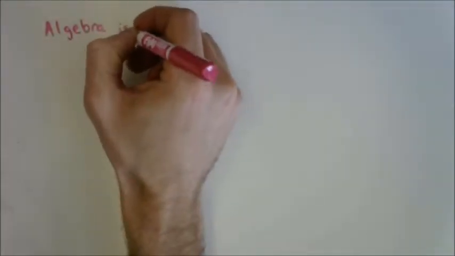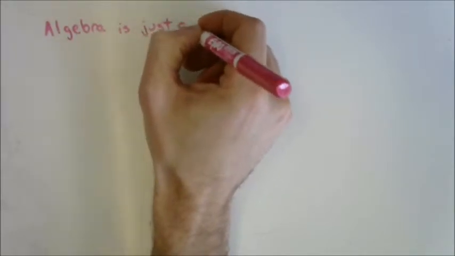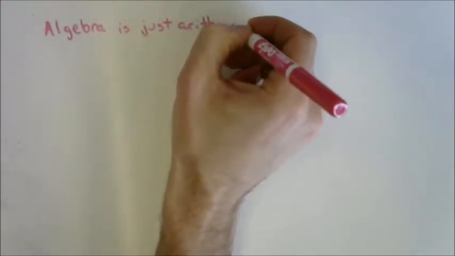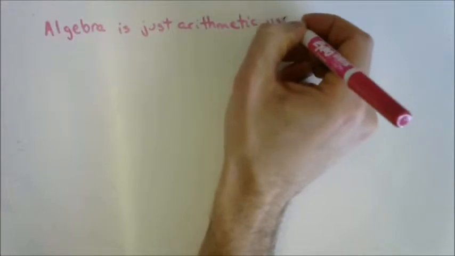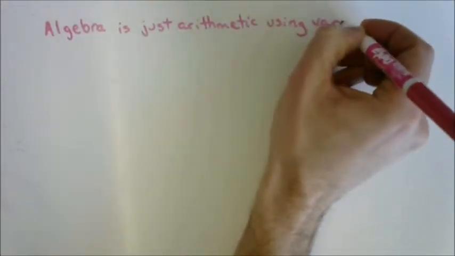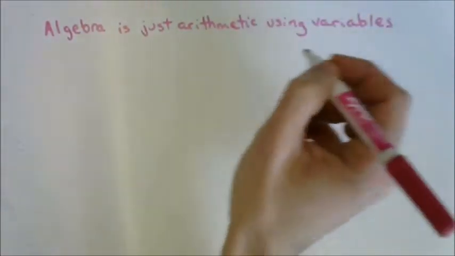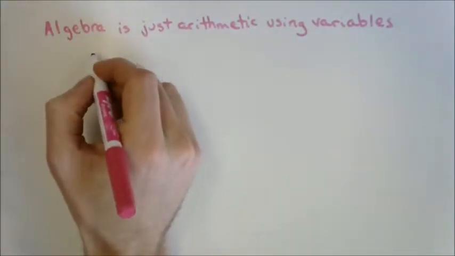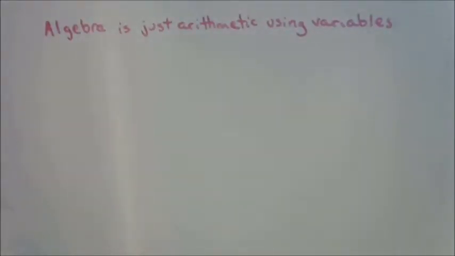And algebra is just arithmetic using variables. What does that mean? Well, arithmetic uses the operations addition, subtraction, multiplication, division, etc. using values 1, 2, 3, 4, -5, -10, etc. And we can use all those same operations using variables. A variable is just an unknown number, usually represented by a letter.